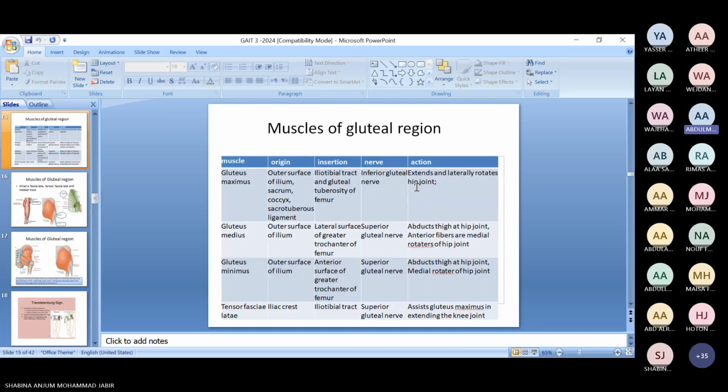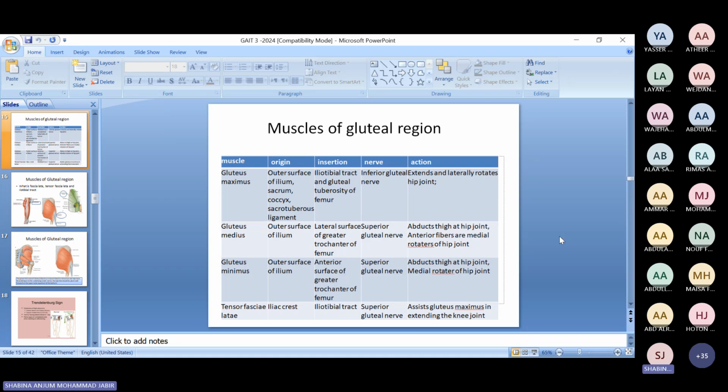Gluteus maximus. Very good. So you have the gluteus maximus, which is the chief muscle for extension. Along with this, there is a very small muscle called the tensor fascia lata. This will help the gluteus maximus in extending the knee joint.